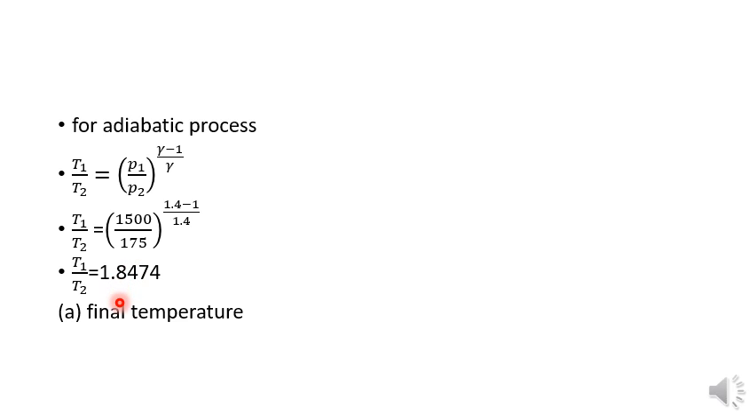And we want the final temperature. We know T1, which they gave in the problem. Substituting there, we get T2 is equal to 1773 by 1.8474. So we will get the final temperature. After getting the final temperature, if you want it in degrees centigrade, simply subtract 273 and we will get it in degrees centigrade. So first write the given data, the initial conditions and the final conditions.